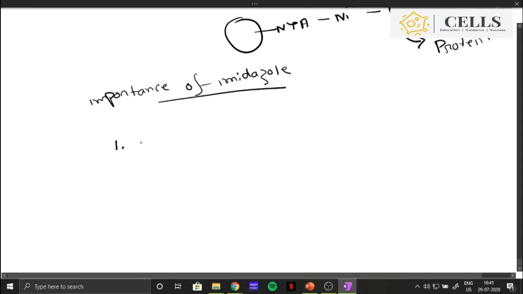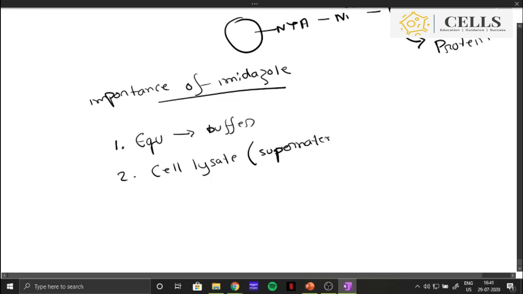So what we did first was equilibration with buffer. Then we added our cell lysate, or you can also say supernatant. The third step being the wash, in order to remove non-specific binding.